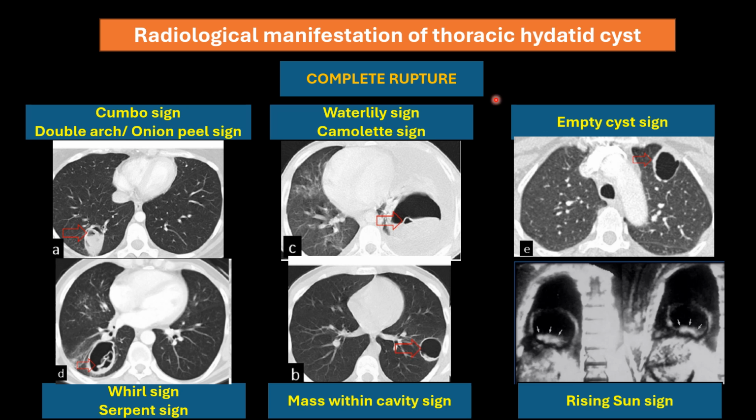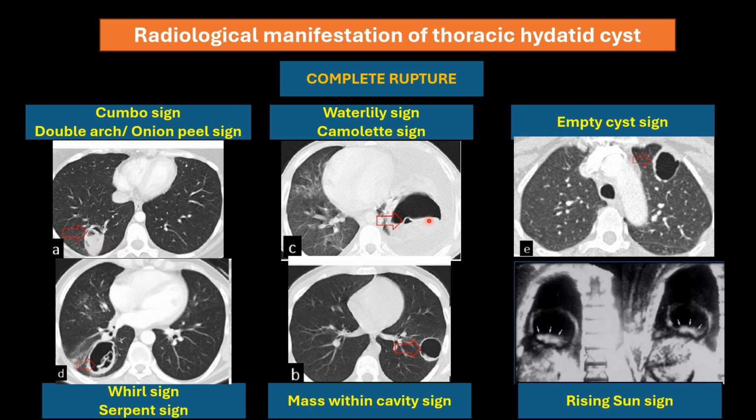Complete rupture is when it has totally ruptured, in which again we can see these 6 signs. So if the ectocyst and endocyst both are ruptured, we'll see double arch. There's one arch with the endocyst, the other arch is with the ectocyst. So there will be double arch sign, which is also called the onion peel sign or combo sign, but double arch explains the etiology better. So let's stick to that.